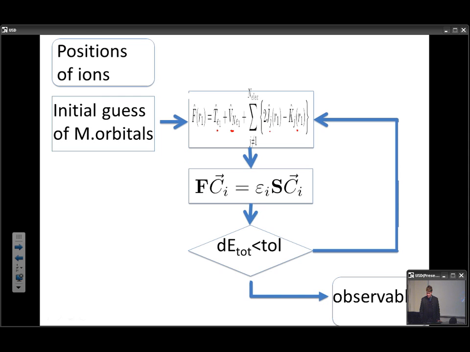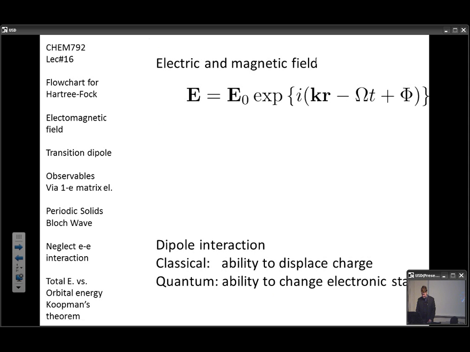Okay, so we are ready to say goodbye to Hartree-Fock. At least we have some understanding of what it is and how it works. I'm going to the next slide.